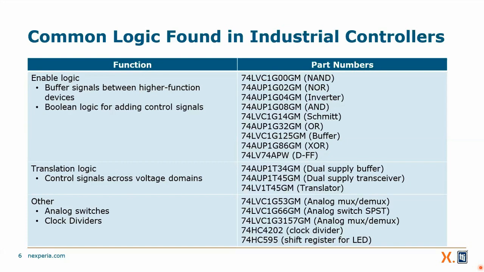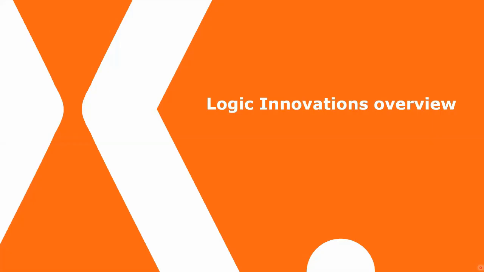These are the common logic that you would find in an industrial controller. Again, there will be others, or maybe not every system will use these, but it's a good mixture of the type of things that the average, if there is an average industrial controller, would use. So now let's look at the logic innovations.